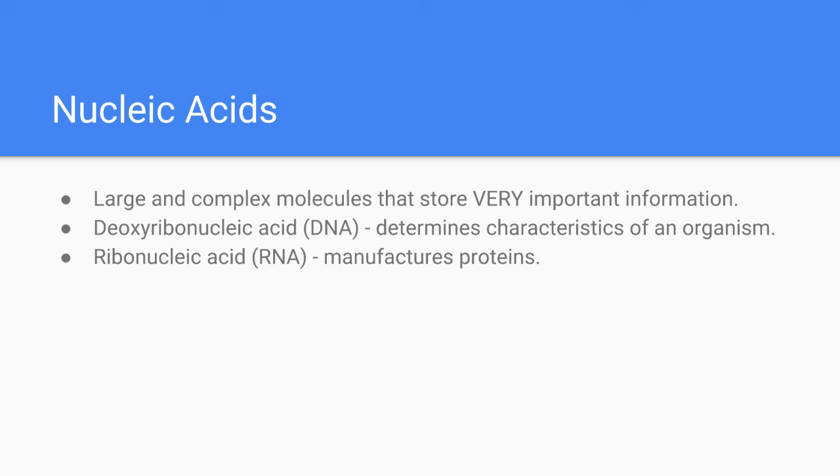Deoxyribonucleic acid determines the characteristics of an organism, while ribonucleic acid manufactures the proteins. So deoxyribonucleic acid translates into RNA, which then turns into proteins, which then build up us. So, yeah.